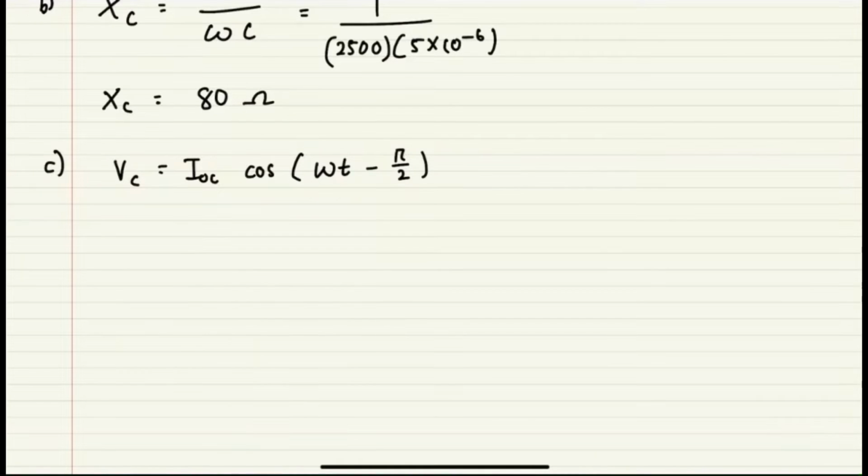I not C, I not is still the same. As I said earlier, whether across the capacitor or across the resistor, the current will be the same. But because this one is V not C, sorry, I wrote it wrongly. So you have to find V not C first. V not C equals I not times XC. I not is 4 times 10 to the negative 3. XC is 80.